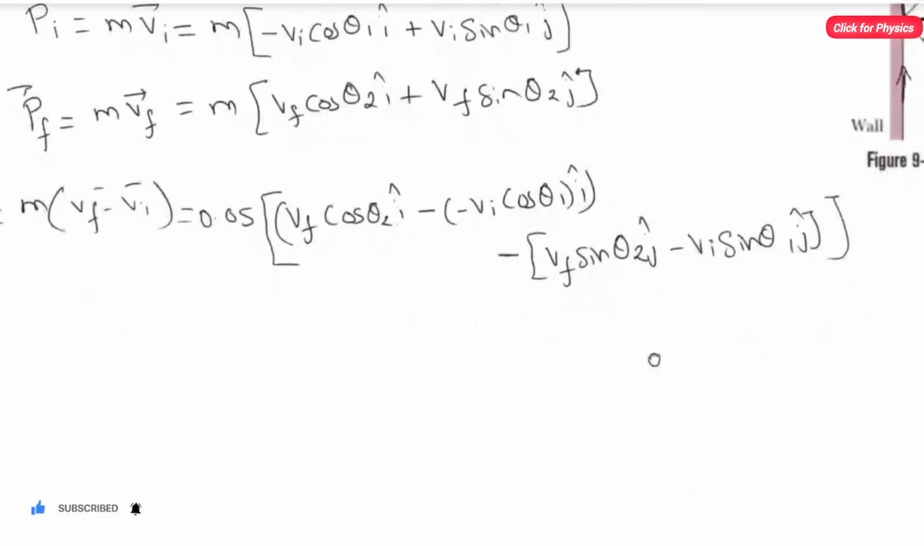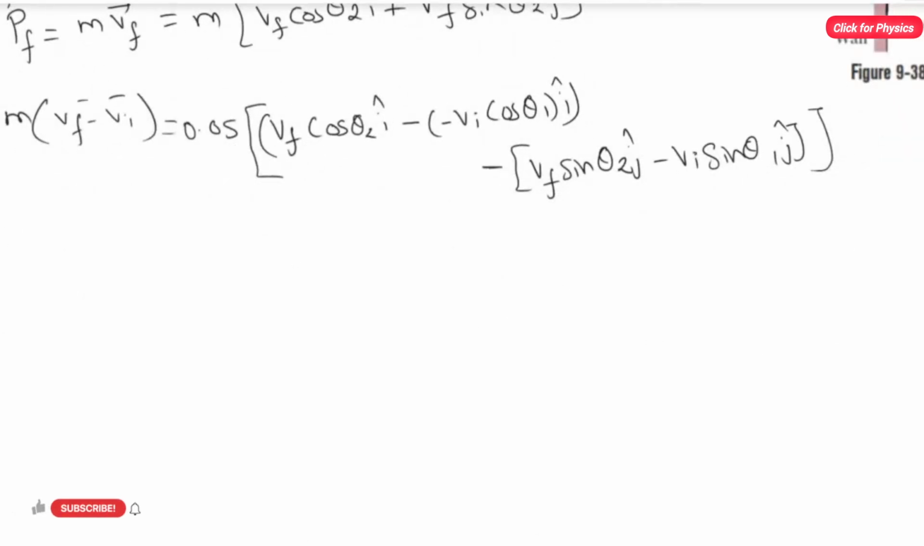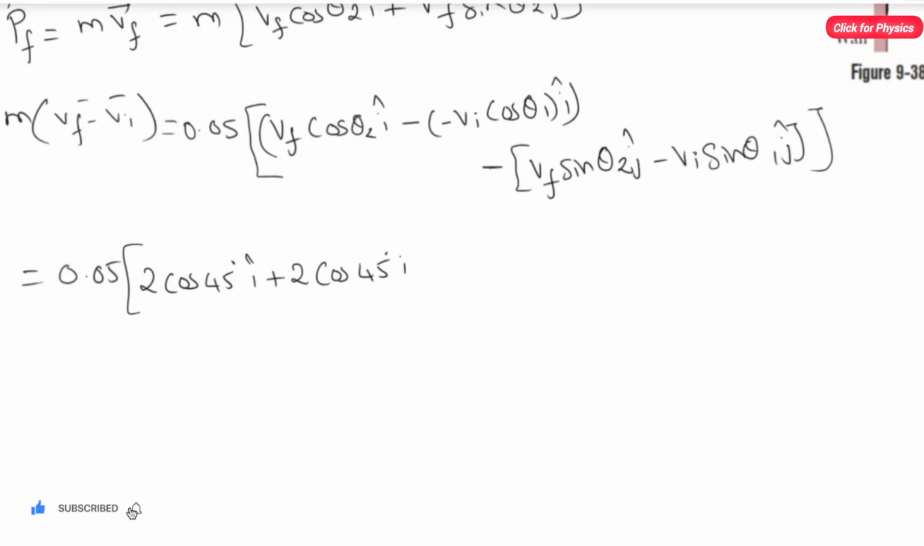Now we have to substitute the values here and see what the answer will be. Mass 50 gram, which is 0.05 kilogram, and V final is 2 multiplied by cosine of 45 degree I cap. Minus into minus gives plus, so plus 2 Vi, the initial speed, cosine of 45 degree I cap. Clear?